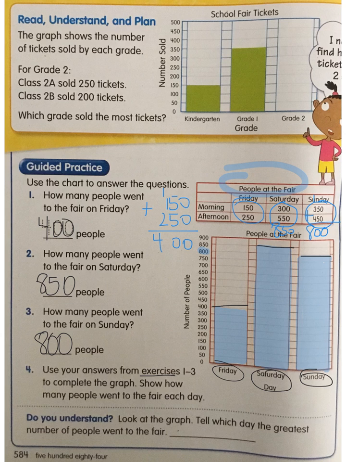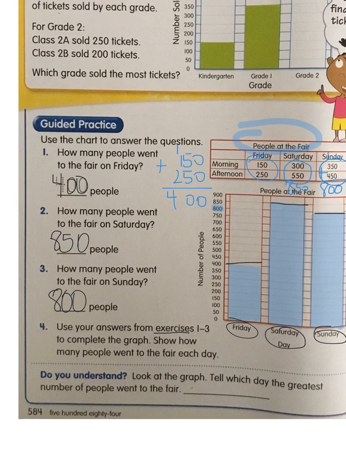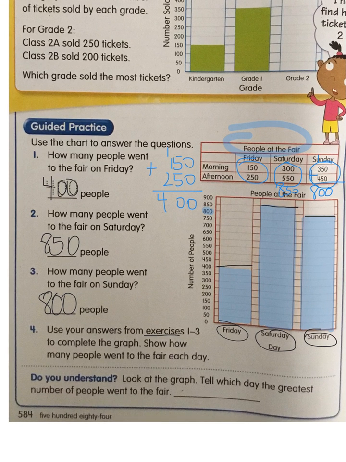Do you understand goes on to Seesaw. Look at the graph. Tell which day the greatest number of people went to the fair. Actually, you do not have to do the do you understand on Seesaw. There's not really much to explain. So you can just write the day that the most people went to the fair on the line right here. Go to the next slide.